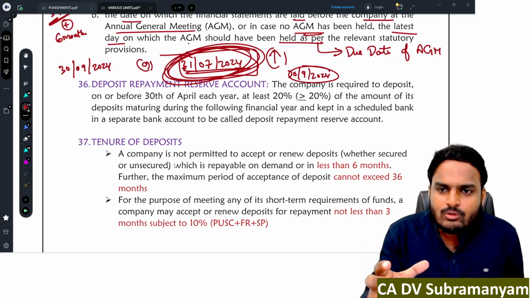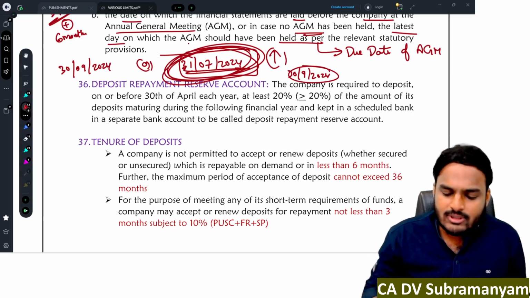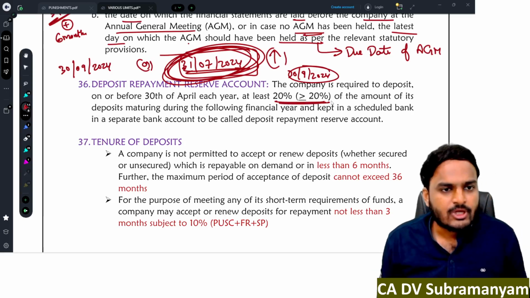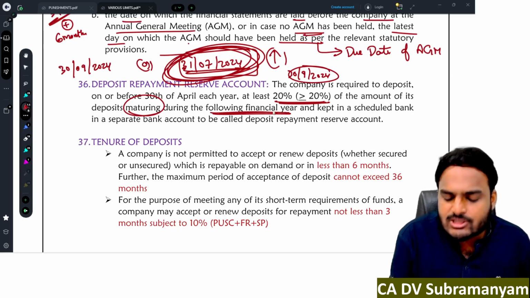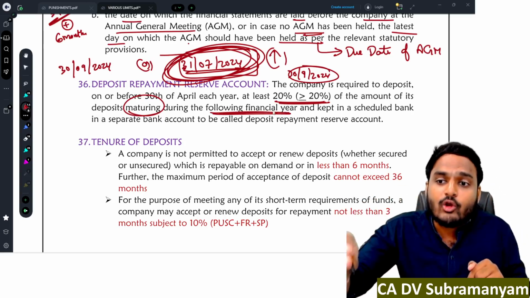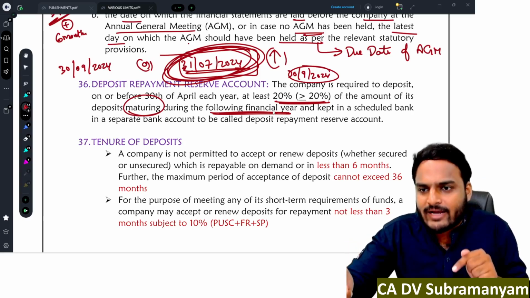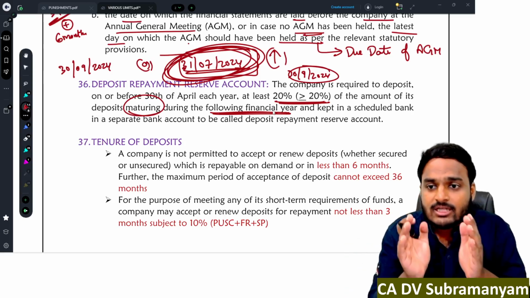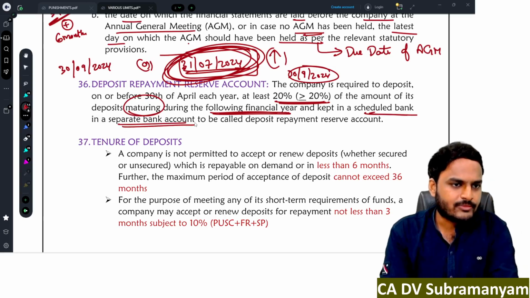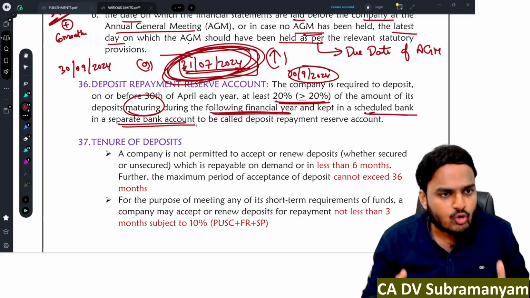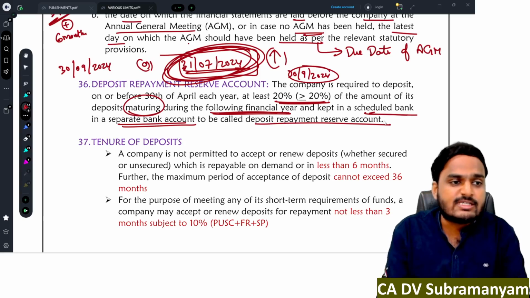So what is the amount of repayment of deposit? On that amount, apply this 20%. So 20% of the deposits maturing in the following financial year, not the current financial year, the following financial year. So what is the amount of deposit maturing in the following financial year? On that, apply 20%. That amount shall be deposited in a scheduled bank, in a separate bank account, a bank account which is not within the control of the company, to be called the deposit repayment reserve account.